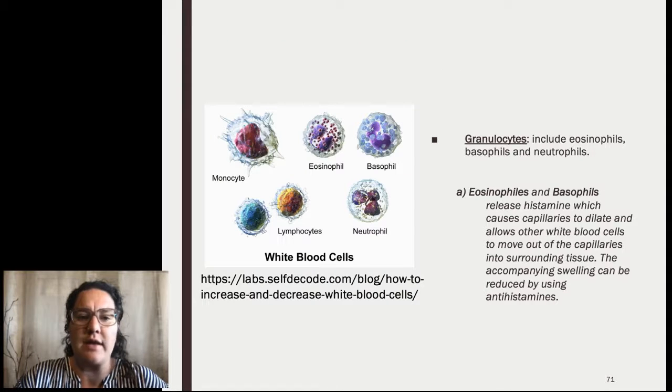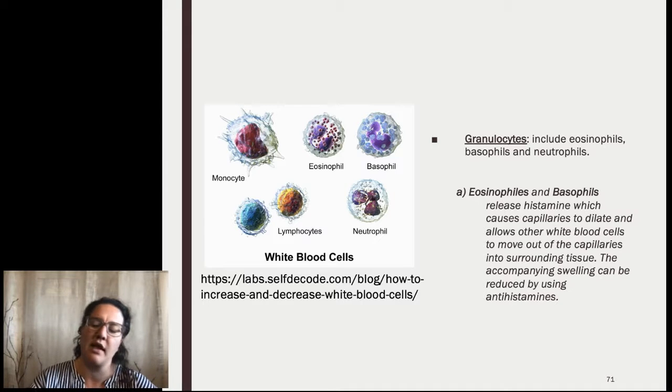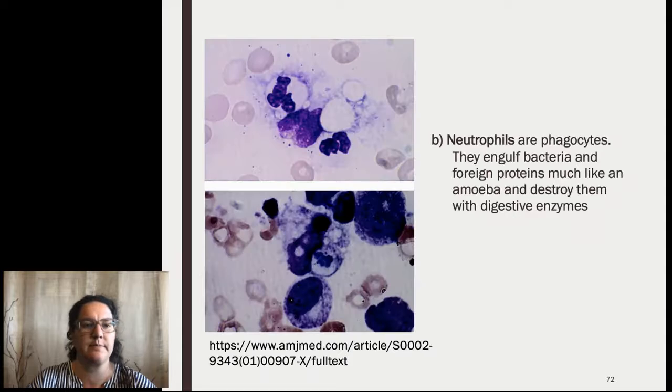The first is granulocytes, which includes eosinophils, basophils, and neutrophils. Eosinophils and basophils release histamines, which cause the capillaries to dilate and allow white blood cells to move in and out of the capillaries into surrounding tissues. This can be accompanied by swelling, which can be uncomfortable, and you would use an antihistamine to reduce it.